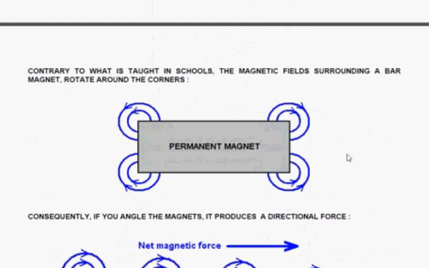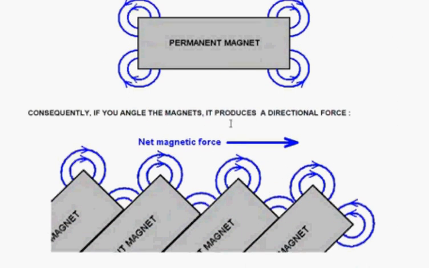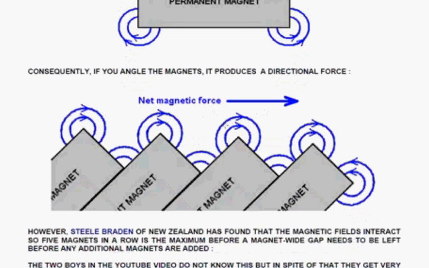Now, if you take a look at permanent magnets, you'll discover that in schools, they tell you the wrong thing. The reality is that with the permanent magnet, the magnetic fields rotate around the corners of the magnet. As a result of that, if you angle the magnets, say at 45 degrees, they line up and give you what is effectively a net magnetic force across the row of magnets.